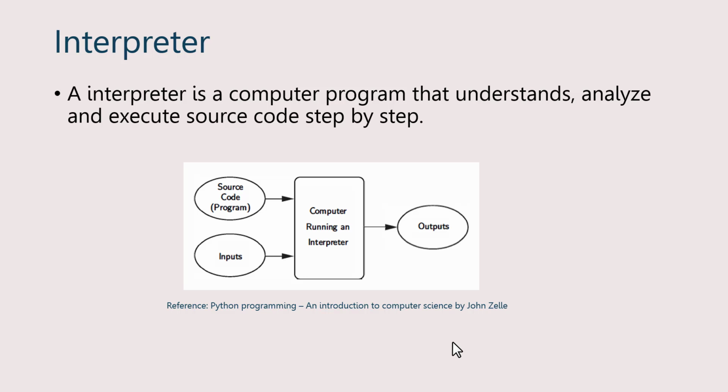Now let's understand what an interpreter is. Unlike a compiler, an interpreter will understand the computer program. It will understand, analyze, and execute the source code step by step, which is line by line. The interpreter will not do any kind of translation. Rather, it will understand the code and execute it line by line.